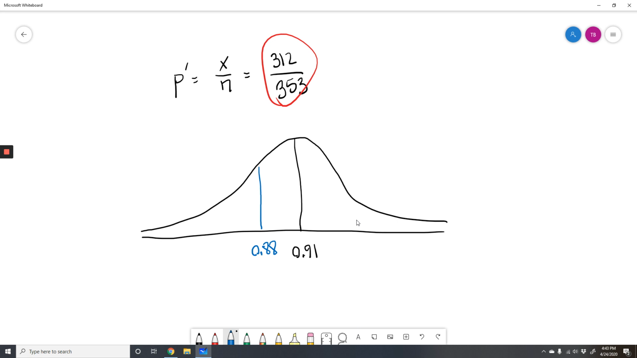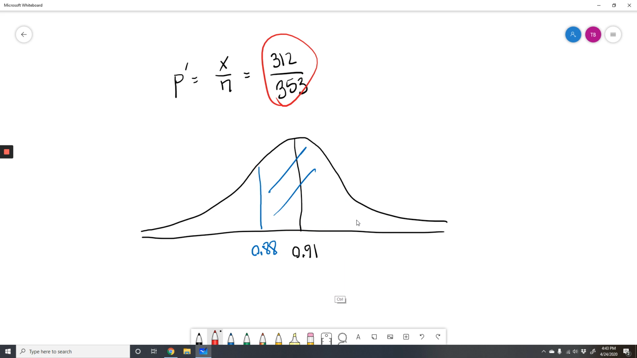Now, we want to take the probability that we are more extreme, or at least as extreme as 0.88. Have a sample proportion at least as extreme as 0.88. If we did it over here, that wouldn't include just values more extreme, right? Because all these values in the middle, they're quite common. They're close to that average of 0.91. So they are not more extreme.